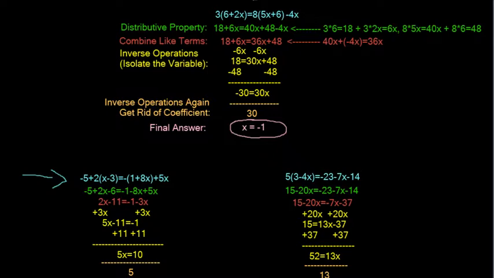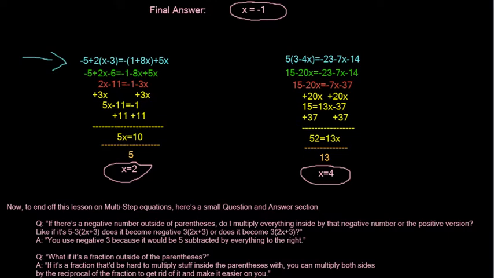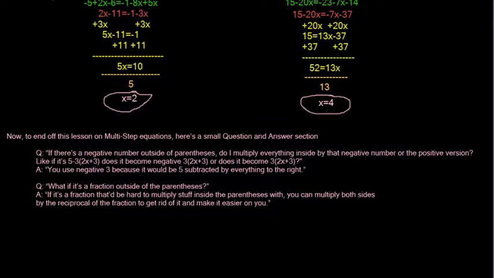Now, to end off this lesson on multi-step equations, here's a small yet informative question and answer section. Q. If there's a negative number outside of parentheses, do I multiply everything inside by that negative number or the positive version? For example, if it's 5 - 3(2x + 3), does it become -3(2x + 3), or does it become 3(2x + 3)? A. You use negative 3 because it would be 5 subtracted by everything to the right.